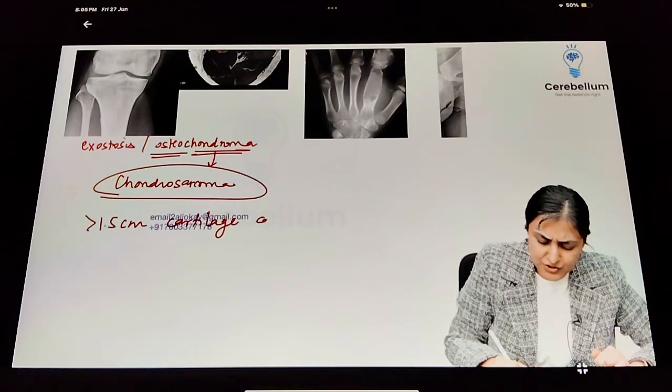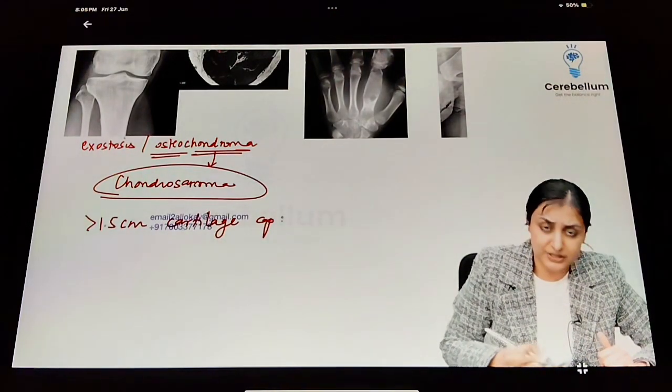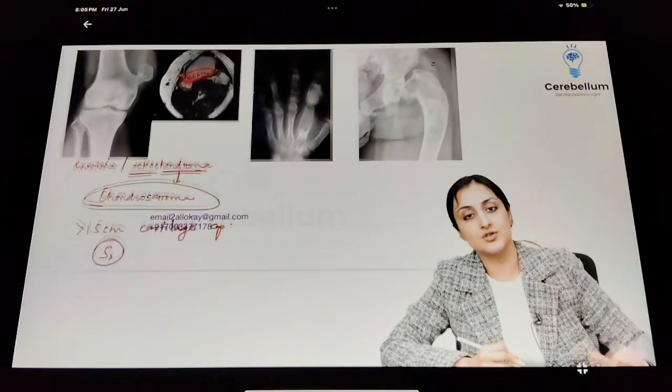So we keep monitoring these patients on MRI. If the cap is more than 1.5 centimeter, that is an indication of surgically removing this osteochondroma.